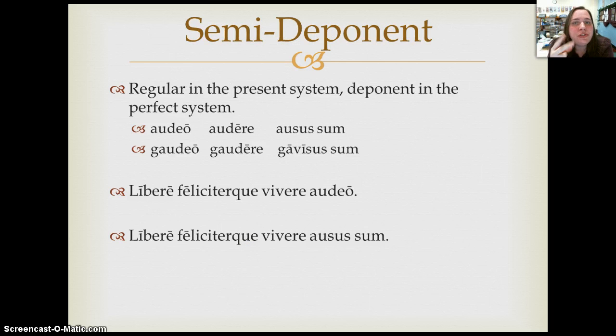You have actually learned two semi-deponent verbs already, audeo and gaudeo. Audeo means to dare. It's semi-deponent, just like gaudeo, which means that its present system has an active and a passive, but its perfect system only has passive forms that translate actively. So for example, libere feliciterque vivere audeo versus libere feliciterque vivere ausus sum. I dare to live freely and happily versus I dared to live freely and happily.